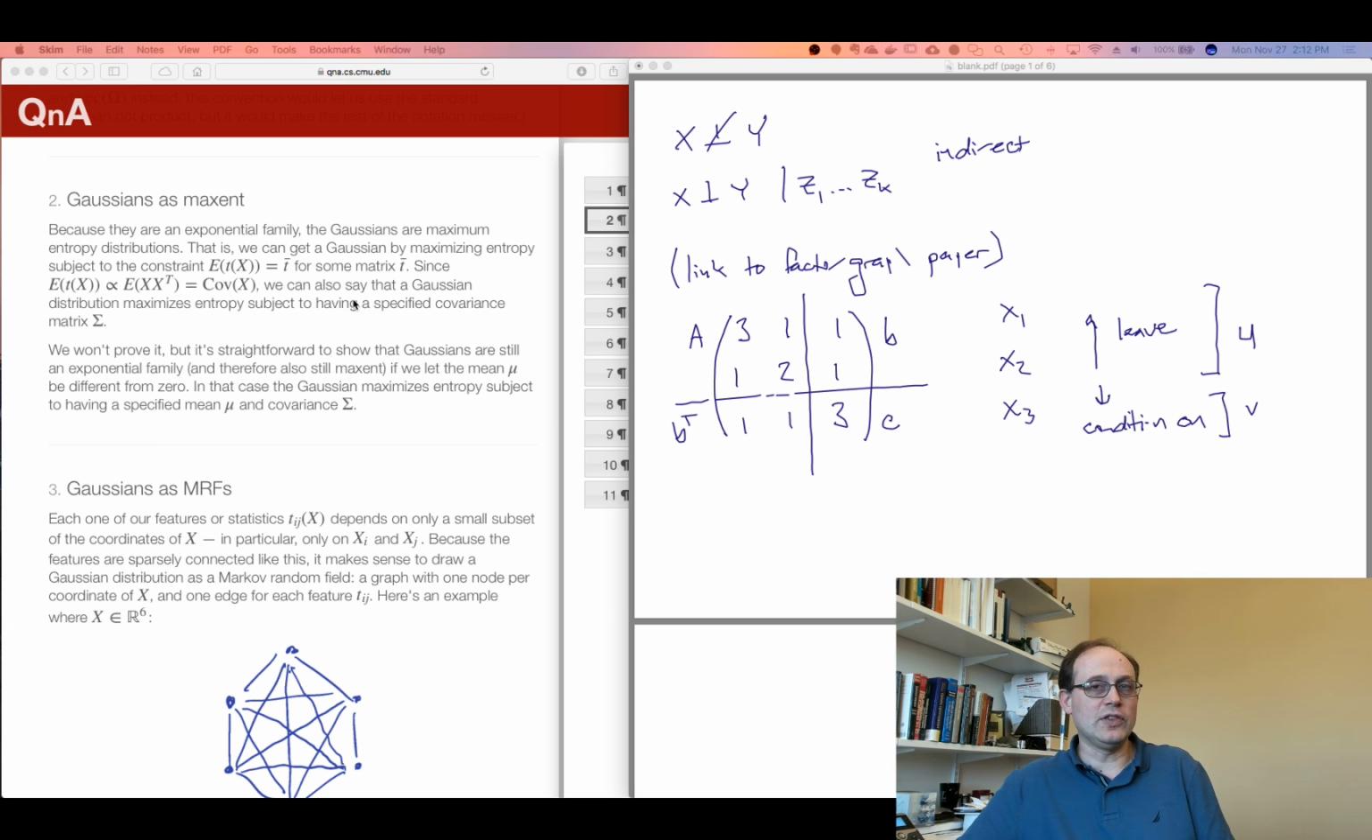And so that would mean that our vector of statistics is just the empty vector. There's effectively no statistic we care about, we just want the maximum entropy. To get a Gaussian distribution, we would maximize entropy subject to the constraint that the mean and variance have particular specified values, right? And so that's how both a Gaussian and a uniform distribution can be maxent.